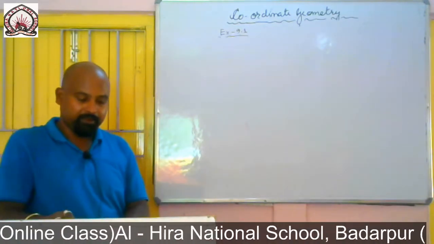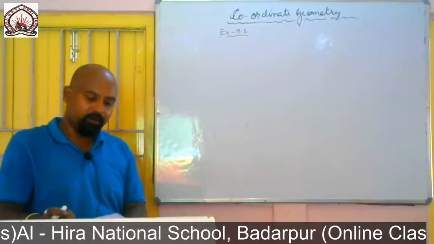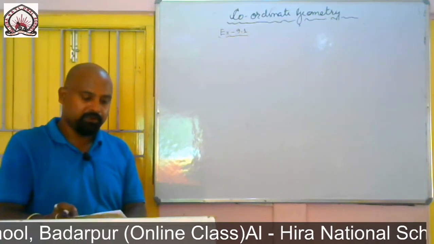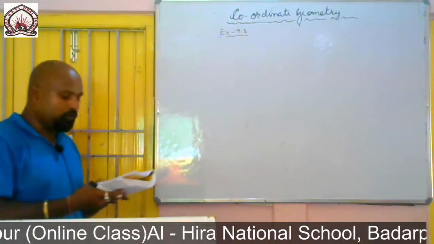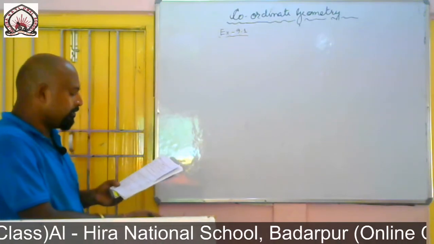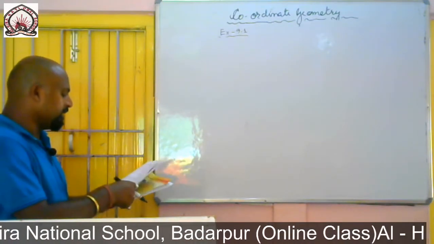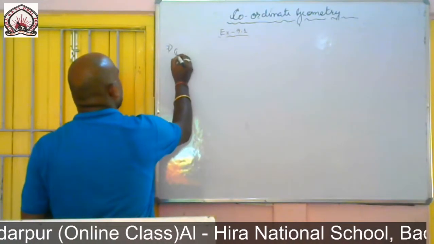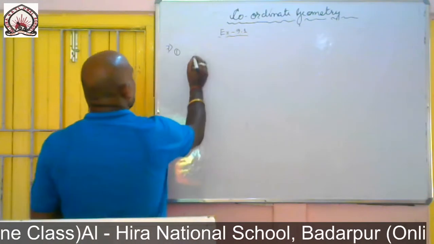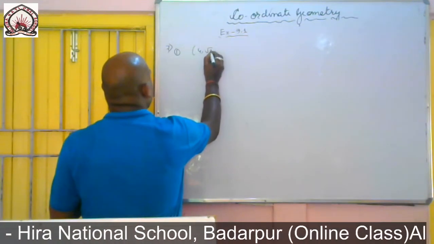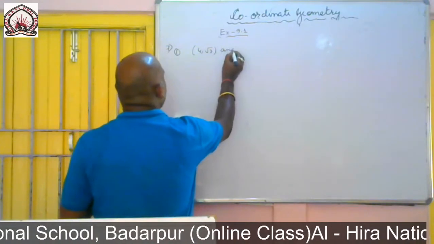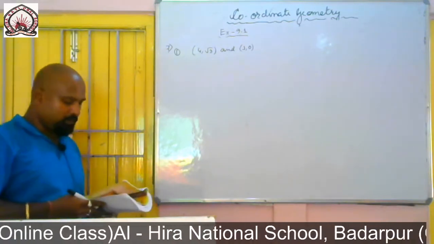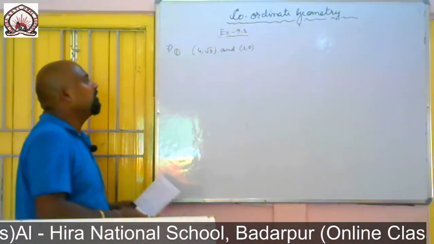Now question number 7. Find the inclination and the gradient of the line joining the following pair of points. Okay. Now the two coordinates are given to you and you have to find the inclination as well as the gradient of the line. Okay. Now question number 1, Roman 1: 4 comma root 3 and 1 comma 0.